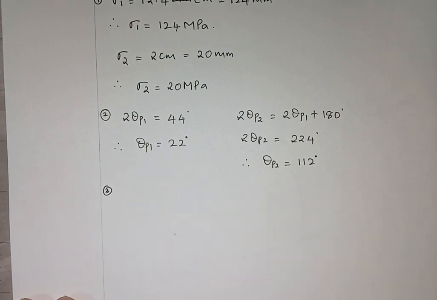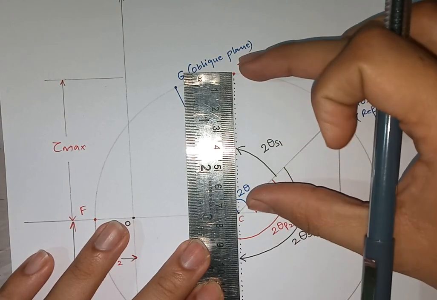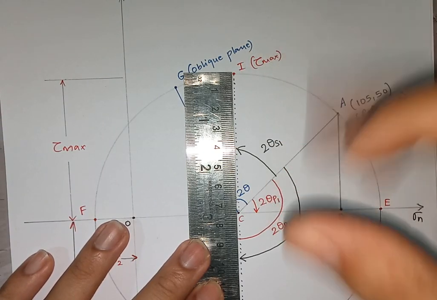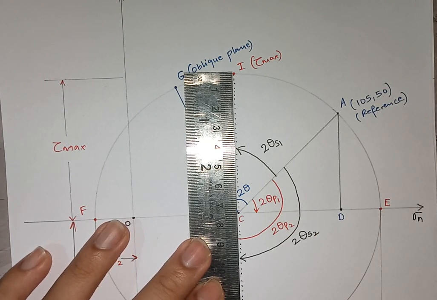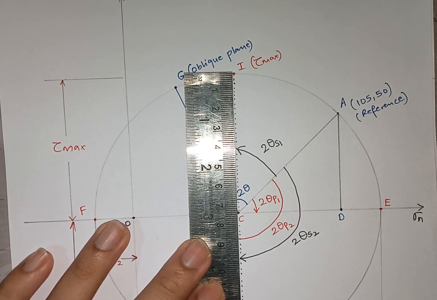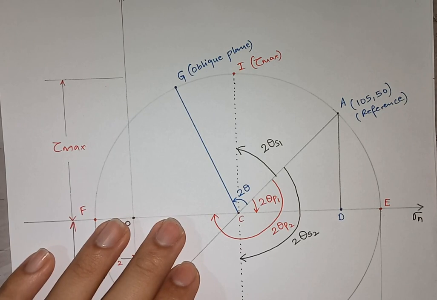Which I need to calculate, that is maximum and minimum shear stresses and location of shear stresses. So let us calculate the maximum shear stress. I need to measure this, which is the tau max, and I need to convert it by using our scale, right? So if I just measure it, it is coming out to be 73 mm or 7.3 centimeters.